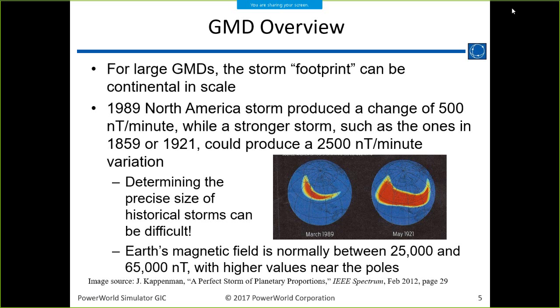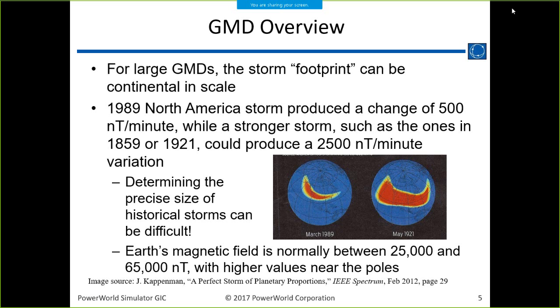This is a recreation that John Kappenman published in IEEE Spectrum in February 2012. This is showing where the magnetic field is changing in the 1989 storm superimposed on mostly the Western Hemisphere. This is kind of Canada up there, so it was affecting Quebec. He hypothesized that a larger storm that occurred in 1921 would have covered this region here, which is going down past Texas into the Gulf of Mexico. So you guys, WCC, would have been covered by that entire storm.